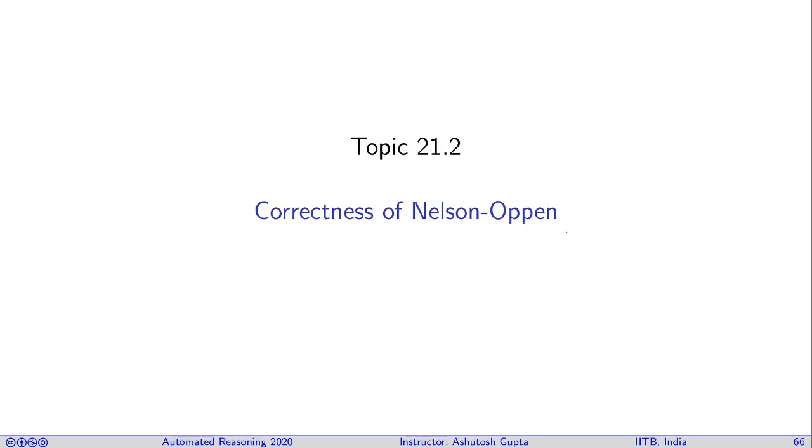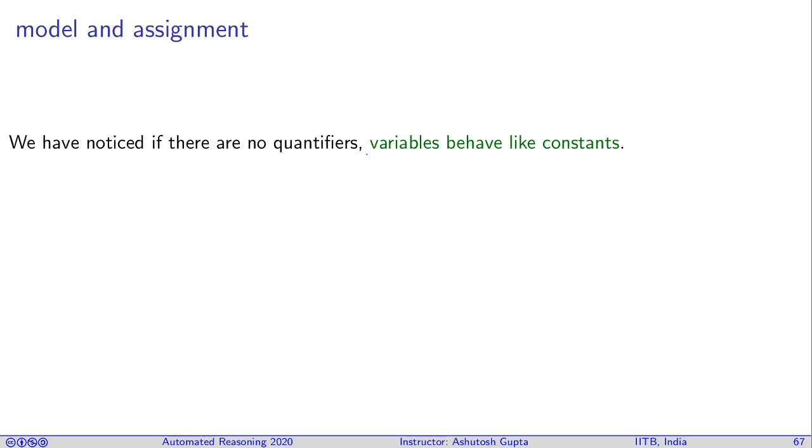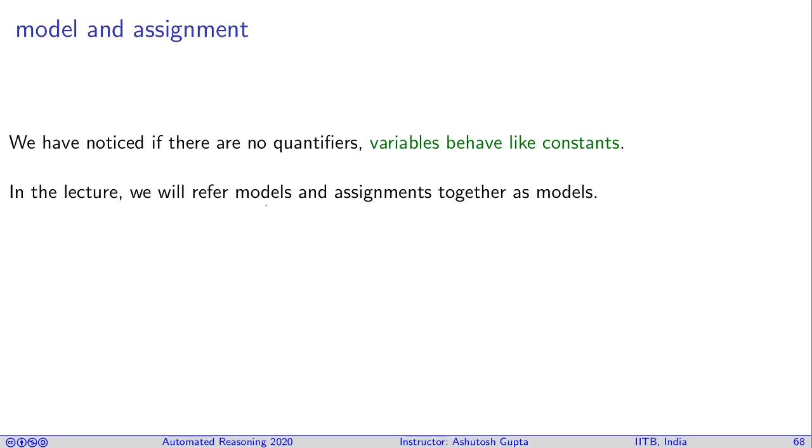Now let us look at the correctness of the Nelson-Oppen method. So we have noticed that if there are no quantifiers, variables behave like constants. In the lecture, we will refer to models and assignments together as models. Remember that in our model of FOL, you have functions, predicates, and some variables, and they are given models. In the case of variables, you give them assignments. However, since our formulas are quantifier free, we can treat them uniformly and call everything models.